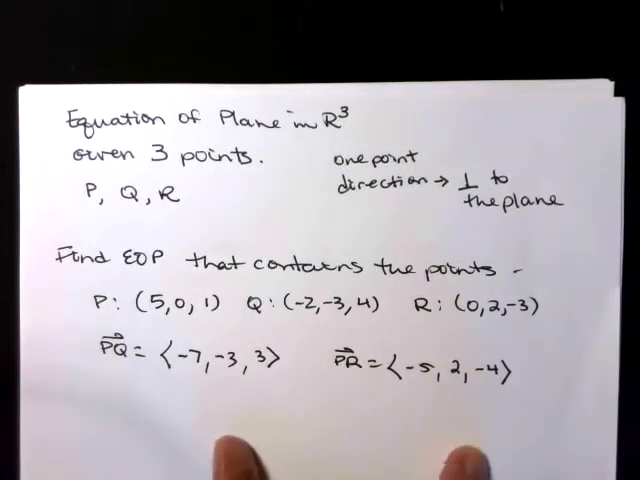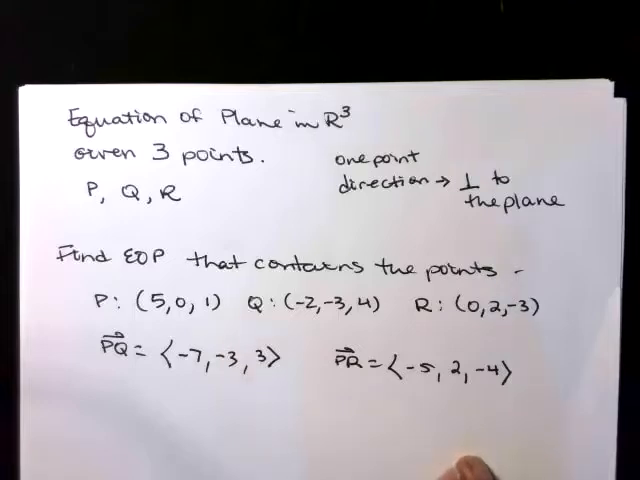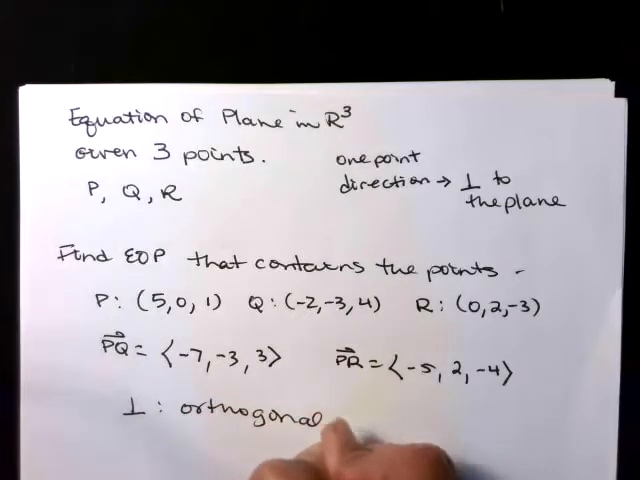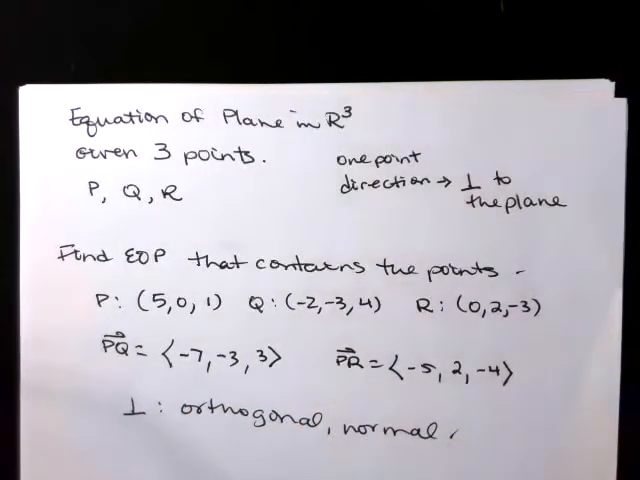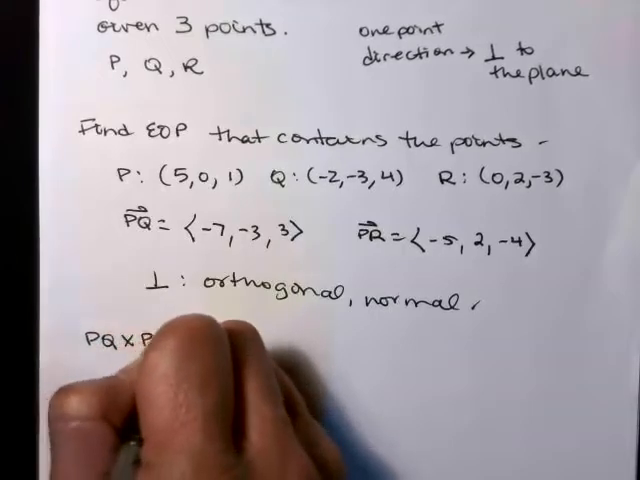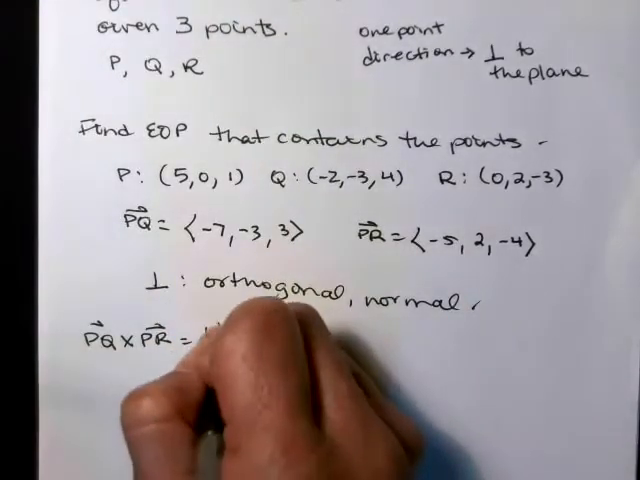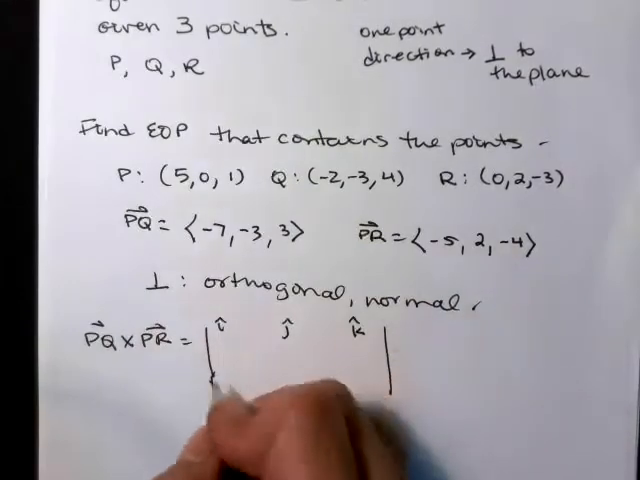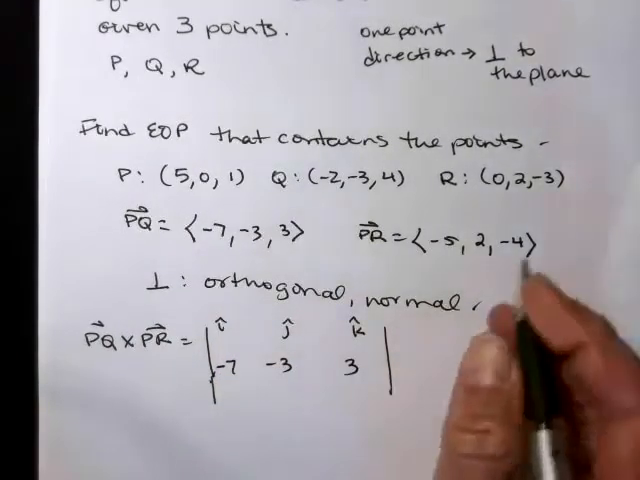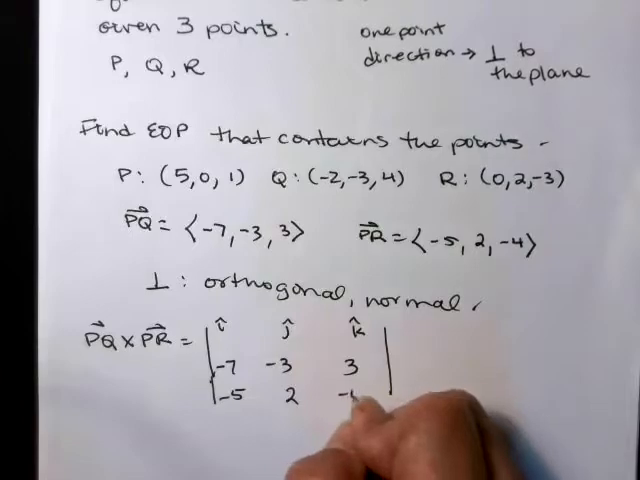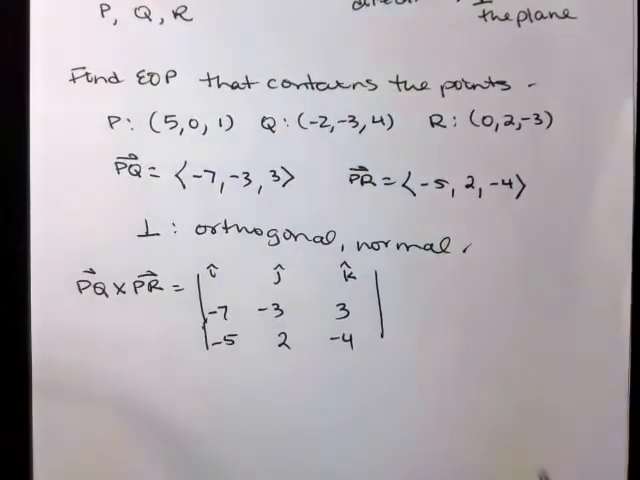Now when I do the cross product with these 2, that'll get me the vector that's perpendicular, that's orthogonal, that's normal. All of those mean the same thing. Perpendicular, orthogonal, normal. I'm using all of those interchangeably. So cross product, we want PQ crossed with PR. I, J, K across the top. Remember, then we'll write the components of PQ and components of PR. And we'll go ahead and cross.